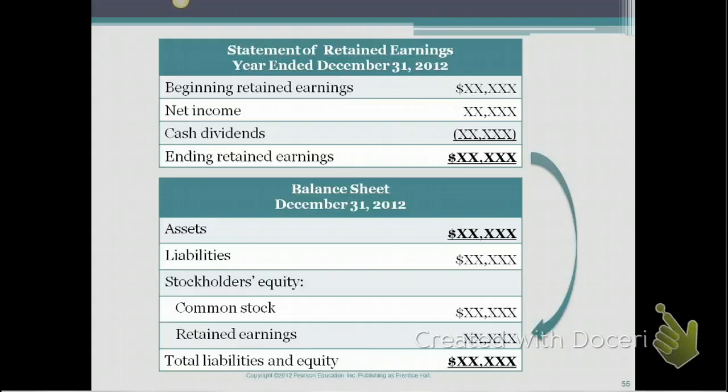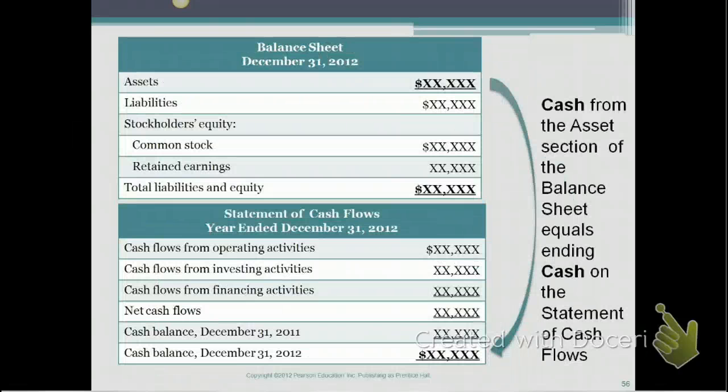That's a relationship between your statement of retained earnings and your balance sheet as well. The ending retained earnings that you find in your statement of retained earnings is the retained earnings number that you would put in your balance sheet. So the ending retained earnings would also be found in the balance sheet under retained earnings. That's your second relationship.